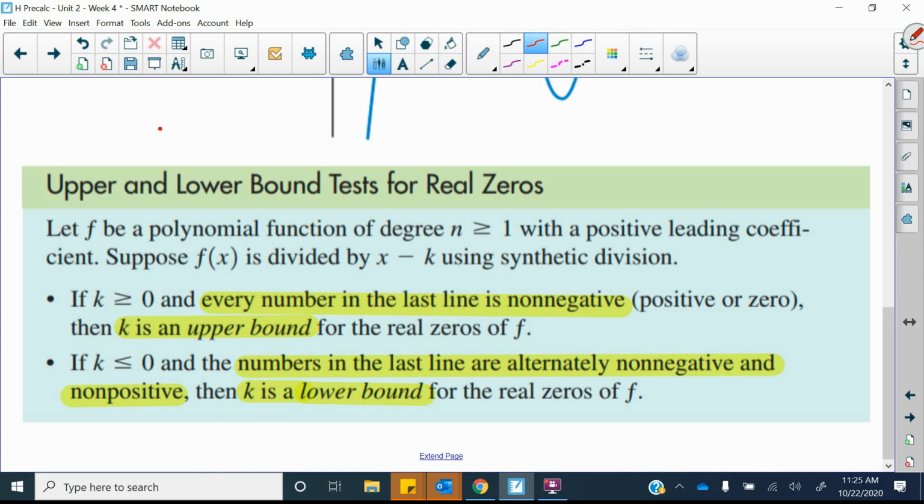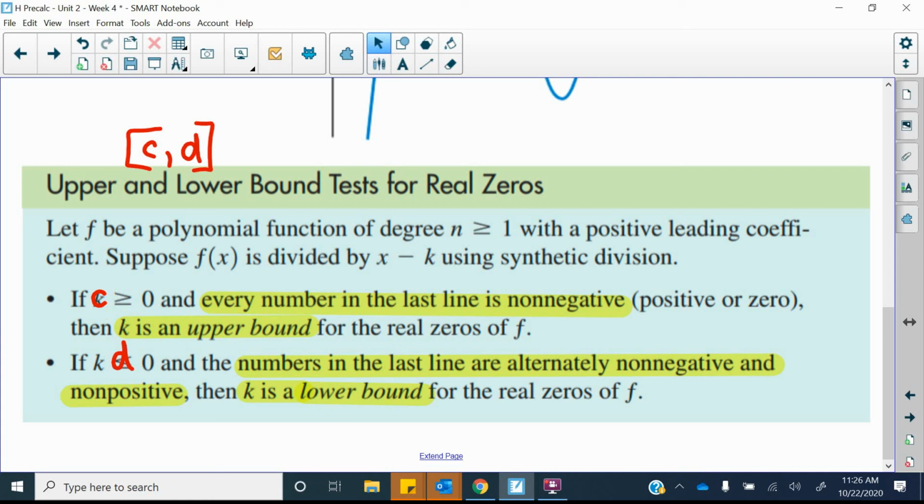So in the interval that they give here, I'm going to make this C and this D, kind of like they had in the previous example. So what we're saying is, if the smallest value C in this particular case is used as our divisor, the last line of your synthetic division is going to tell us if this is a lower or upper bound.